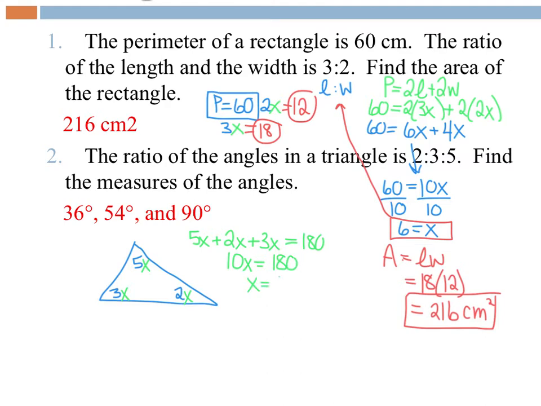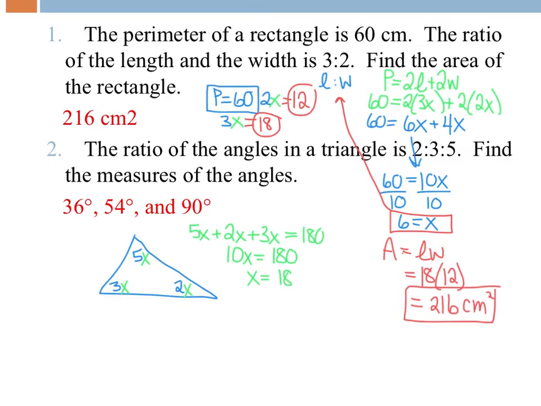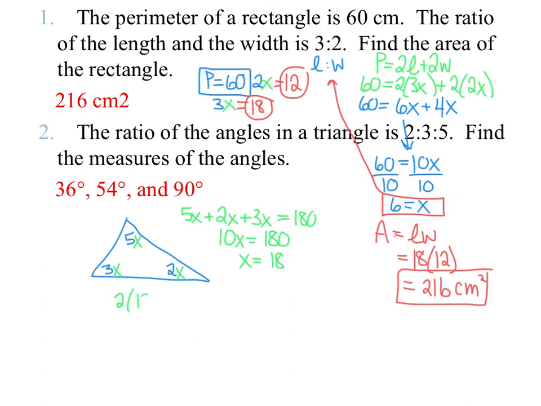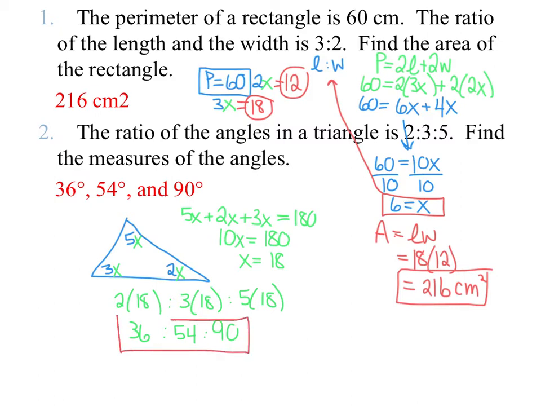x is going to equal 18. So the angles then are 2 times 18. Then the second angle is 3 times 18. And the third angle is 5 times 18. 2 times 18 is 36, 54, 90. These three angles, if I did this correctly, must add up to 180. So I could quickly add them together, see if they do. If they add up to 180, I'm good. If they add up to anything else, I probably made a mistake somewhere.